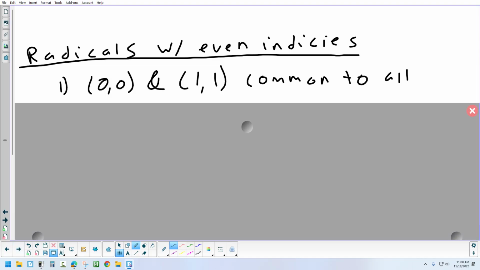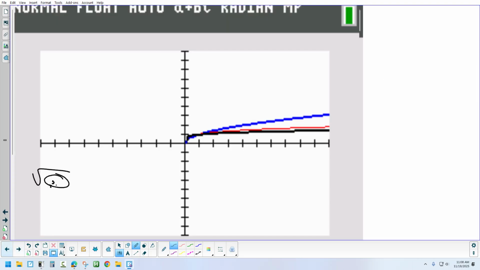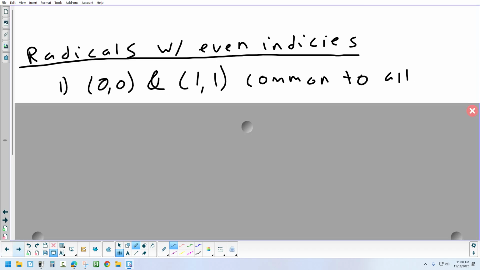So a couple of things about even roots. If you don't shift them, stretch them, or transform them in any way, they all start at the origin, and they all go through the point (1, 1). Now, what happens if you shift it up? Well, then it doesn't go through the origin. It goes through a new point. And we will talk about shifting, stretching, and reflecting these functions, just like we do with every function we study.